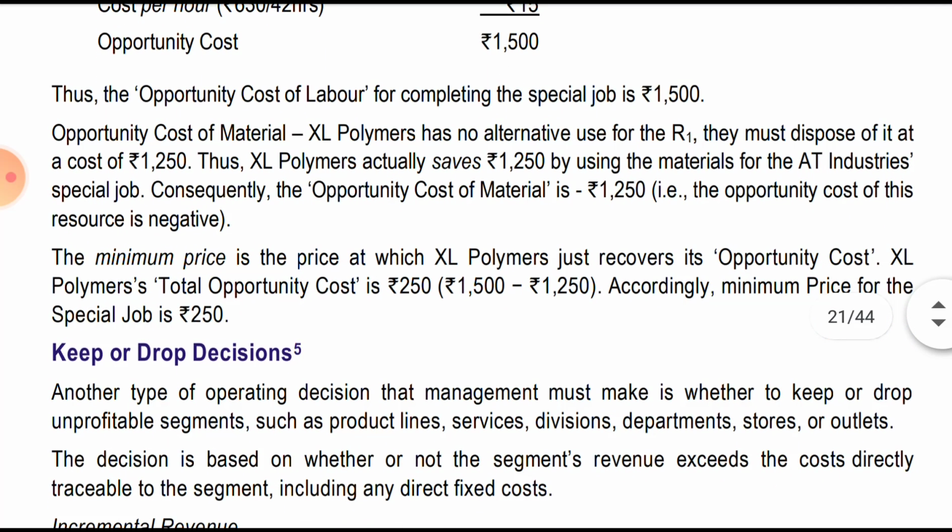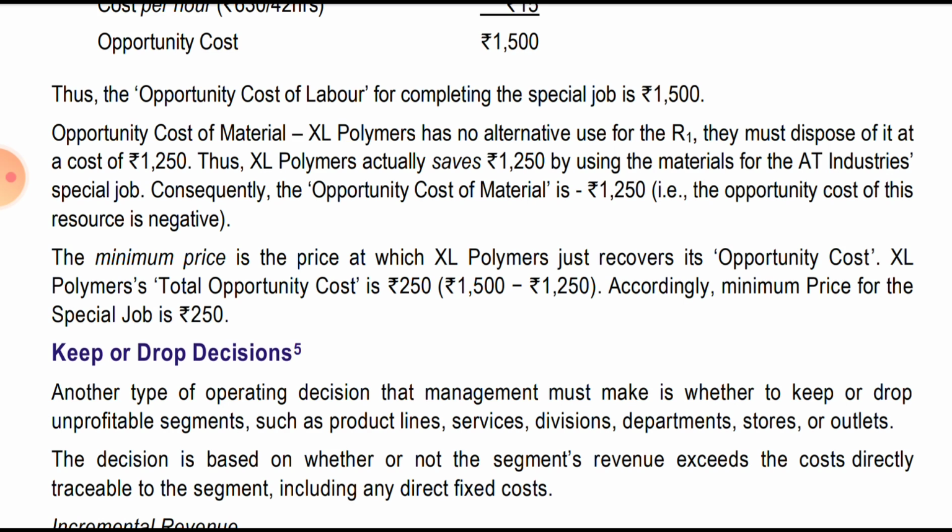The opportunity cost of material: Excel Polymer has no alternative use for R1. They must dispose of it at a cost of 1250. Thus Excel Polymer actually saves 1250 by using the material for the special job. Consequently the opportunity cost of the material is minus 1250. They have given it as minus 1250, which is actually a saving.